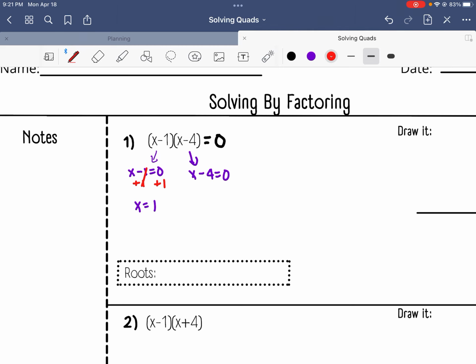I have to do the same thing with the second binomial. So minus 4, I need to get rid of it. I'm going to go plus 4 on both sides. Negative 4 plus 4 is 0. I'm left with my x on one side, and on the other side I have 0 plus 4, which is a 4.